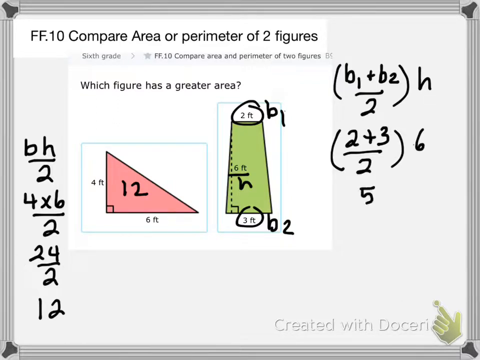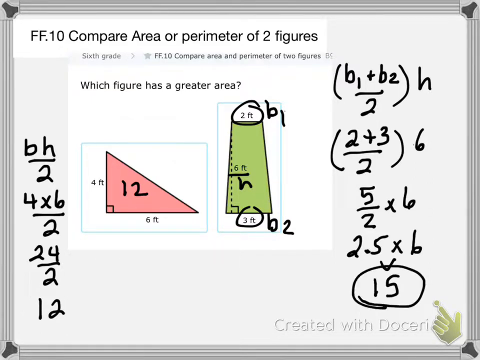So that's 5 over 2 times 6. 5 over 2 is the same as 2.5, or 2.5 times 6. And 2.5 times 6, let's see, that's halfway between 2 times 6 and 3 times 6. That would be 15. So we have an area of 15 for the trapezoid. It has a greater area. So that means the trapezoid over here has a greater area.